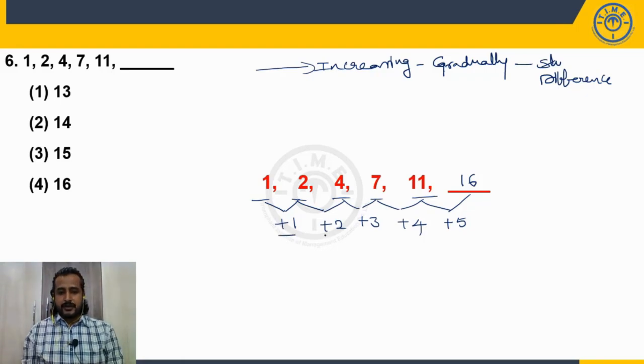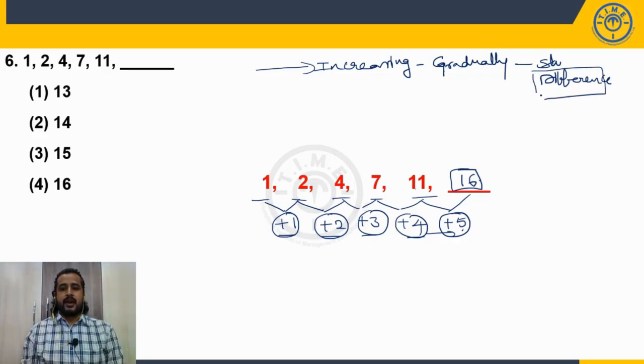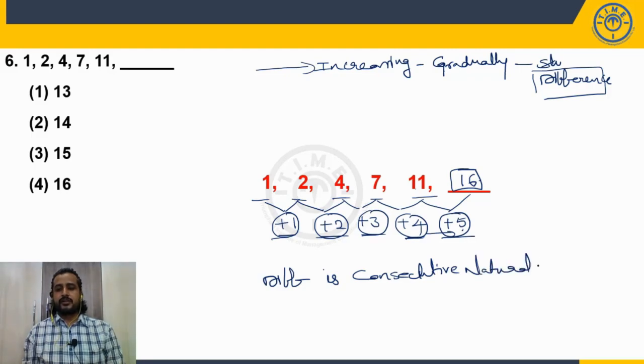So what are 1, 2, 3, 4? Natural numbers, consecutive natural numbers. So after 4 will be 5. So 11 plus 5, 16 is our required answer. So what is the logic that we are applying here? A difference. And the numbers which we have taken in the difference are under the category of which numbers? Classification of consecutive natural numbers. So the logic is: difference is consecutive natural numbers. So 16 is choice 4. So my answer is choice 4.